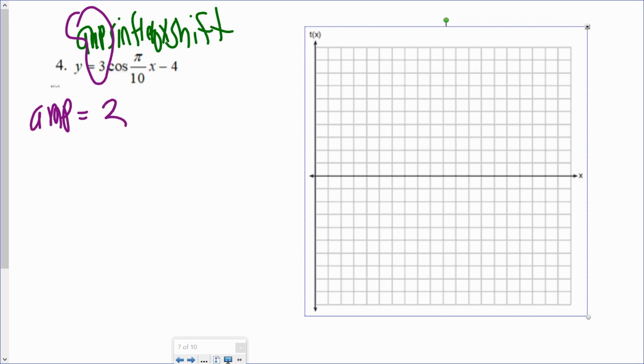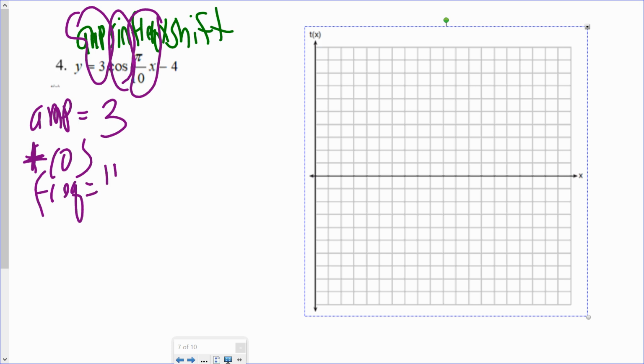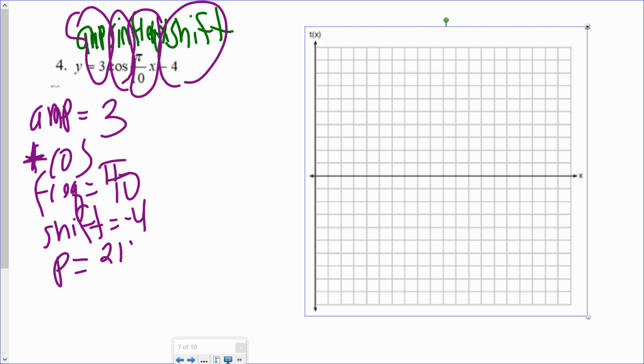Amp is 3. It's a positive cosine. Freq is pi over 10. Shift is negative 4. What's the other piece of information that I need? Period. Period is 2 pi over the frequency. And multiply by the reciprocal. Pi's cancel. I'm left with 20.